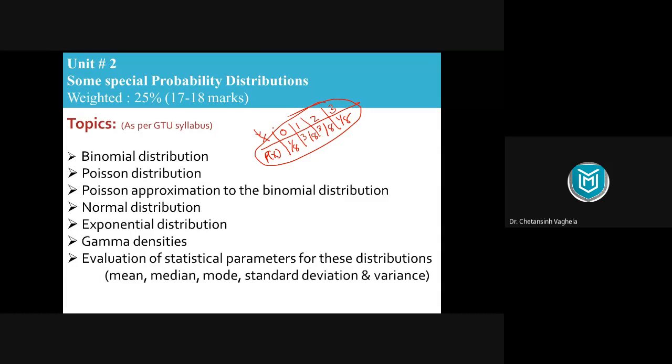So we have already learned this. Why are we discussing this probability distribution once again? This topic is already done, so why are we doing it again? That might be a question in your mind. So first of all, let me clear those questions.